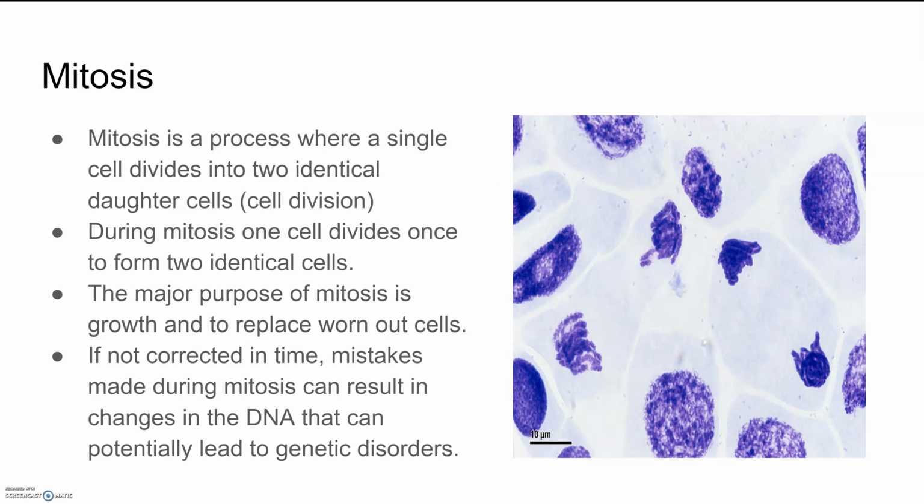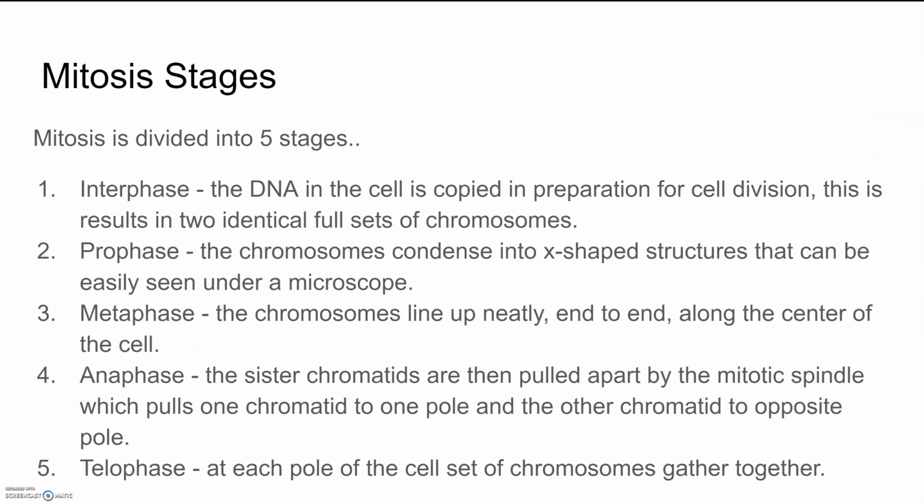If not corrected in time, mistakes made during mitosis can result in changes in the DNA that could potentially lead to genetic disorders. There are 5 stages of mitosis. 1. The interphase. 2. The prophase. 3. Metaphase. 4. Anaphase. And 5. Telophase. Interphase is where the DNA in the cell is copied in preparation for cell division. This results in 2 identical full sets of chromosomes.